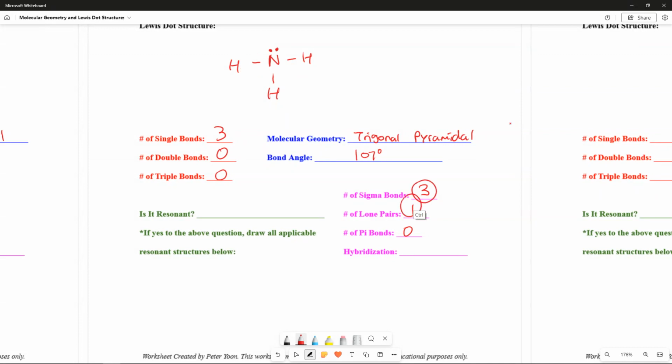Add 3 plus 1 because it's sigma plus lone, and we're going to have 4 fingers. Put 1 finger down for the s orbital or s hybridization, and put the remaining number on your exponent for p. sp3 is your hybridization. Moving on to, is it resonant? It has only single bonds, so no, it is not resonant.